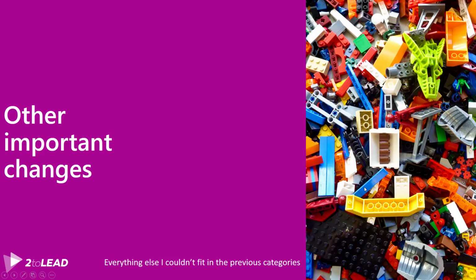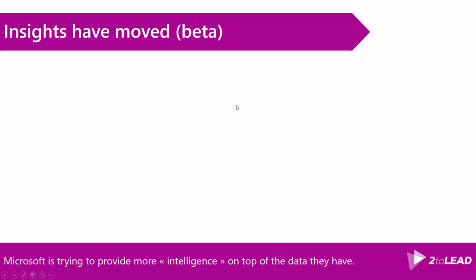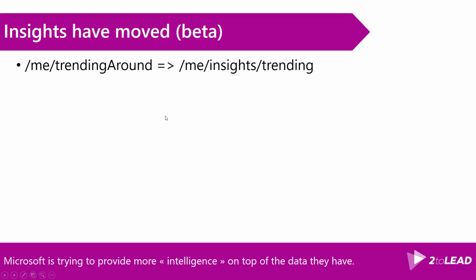Let's talk about other important changes that are not service related, not technical changes, but more like new capabilities for the graph that are going to solve business scenarios. Insights are starting to move and change. For a long time, Microsoft only had 4 insights, and by insights I mean something that uses intelligence on top of the data they already have to provide some kind of added value. For example, the find meeting time thing, the people thing, and so on and so forth. So we've seen that me/trending around became me/insights/trending. Me/working with became me/people.